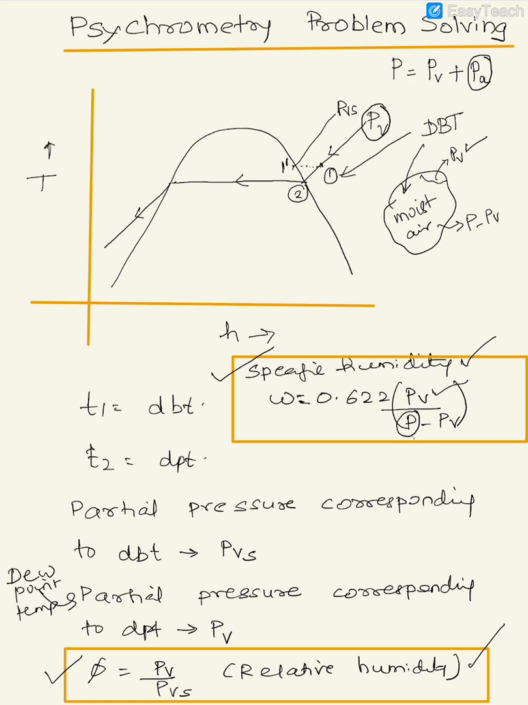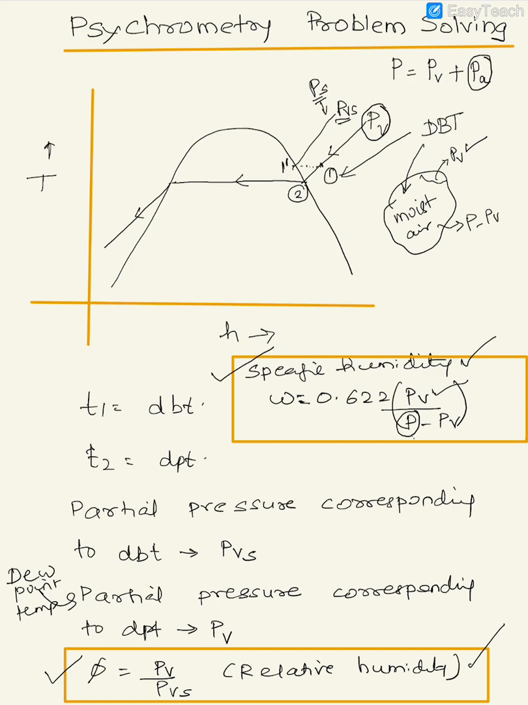The other expression you must know is relative humidity, and that is calculated by the formula PV upon PVS. So PV, I already told you, is the partial pressure of water vapor, and PVS, also known as PS, is the partial pressure of water vapor when the air is saturated.